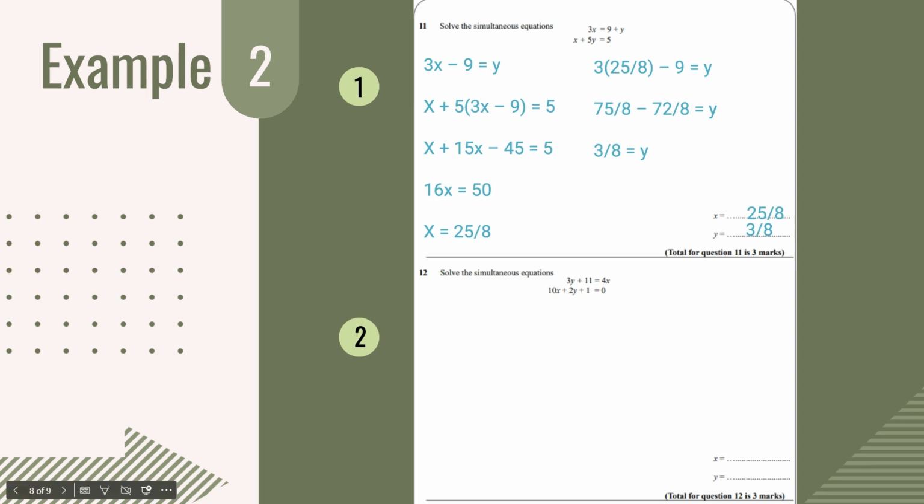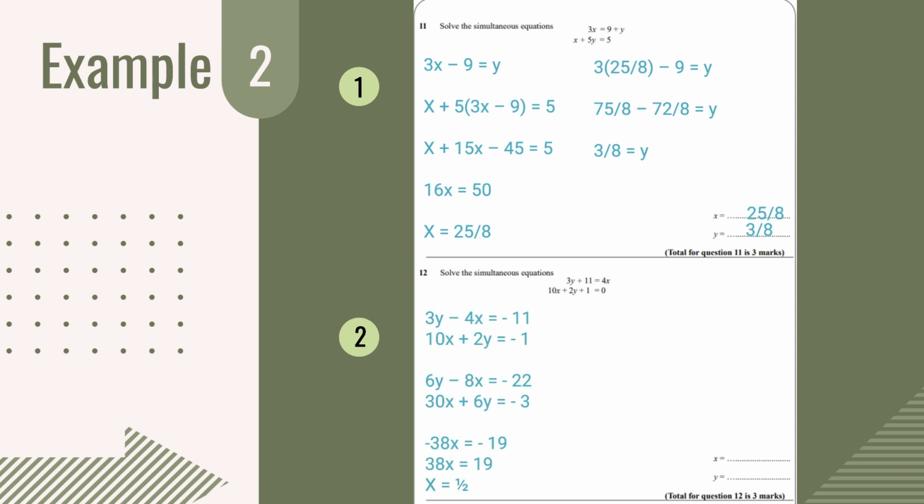So in our second question, we're asked to solve the simultaneous equations 3y plus 11 equals 4x and 10x plus 2y plus 1 equals 0. First, let's move our numbers to one side so it makes it easier. So we rearrange to get 3y minus 4x equals minus 11 and 10x plus 2y equals minus 1.